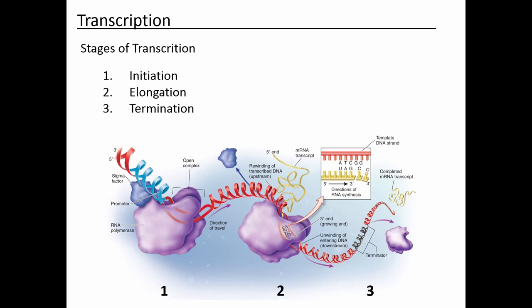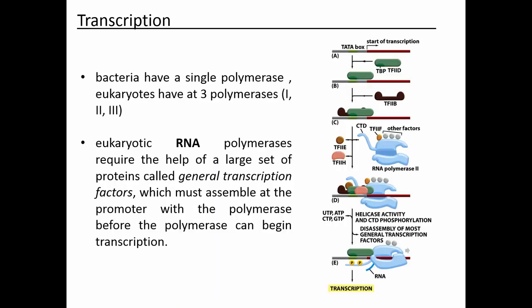Okay, so I want to discuss two differences when you're talking about transcription in bacteria versus transcription in eukaryotic cells. So one difference is that in bacteria you only have one type of RNA polymerase, whereas in eukaryotic cells you have three. And in terms of eukaryotic cells, the one that produces mRNA is RNA polymerase 2. So you don't need to remember that detail. But RNA polymerase 2 is the one that's used to make mRNA.